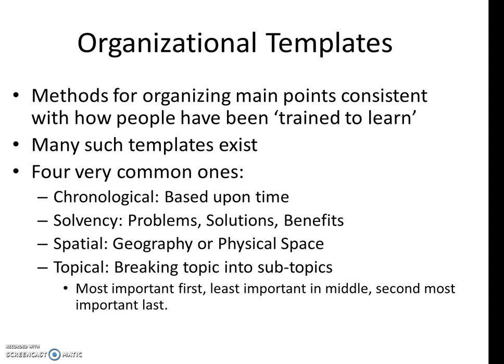The second strategy is something called solvency. Solvency organizes your main points based upon problems, solutions, benefits. So in the first main point, you're going to identify problems, something that needs to be fixed or solved. In the second main point, you're going to attempt to solve those problems by offering solutions, a plan, if you will, for fixing that need or satisfying that need. And then in the third one, benefits, helping your audience visualize what happens when your plan is done.